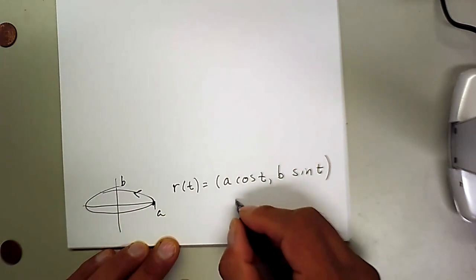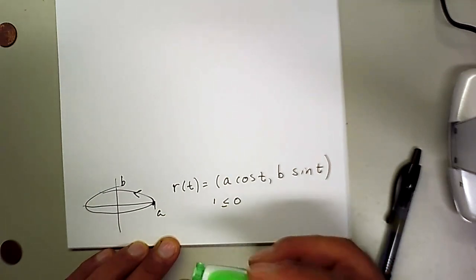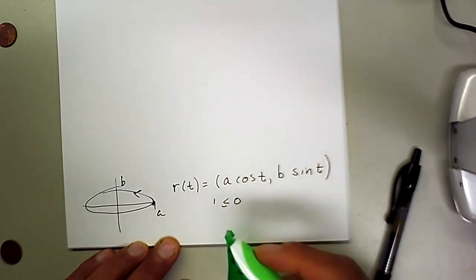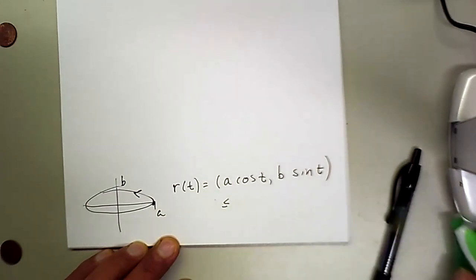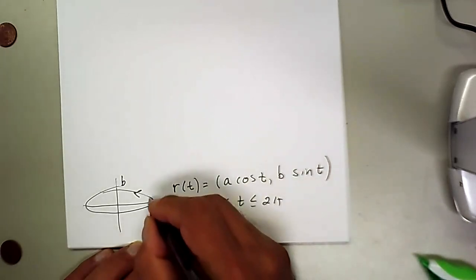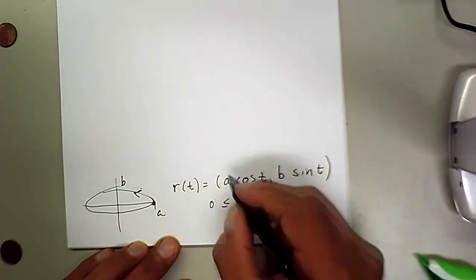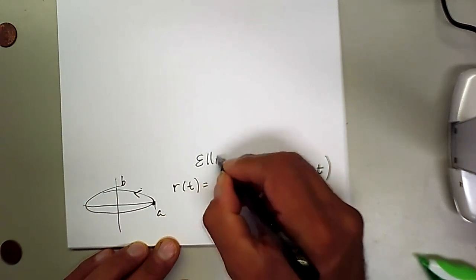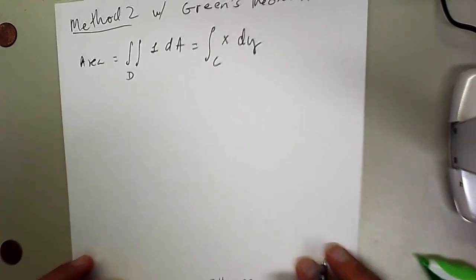So t would be going from, oh, we don't need that side. I meant to put a 0 on the other side. So we go from 0 to 2 pi, and that draws this boundary all the way around. So this is well known. If you didn't know that, please get to know it. So, the ellipse boundary.